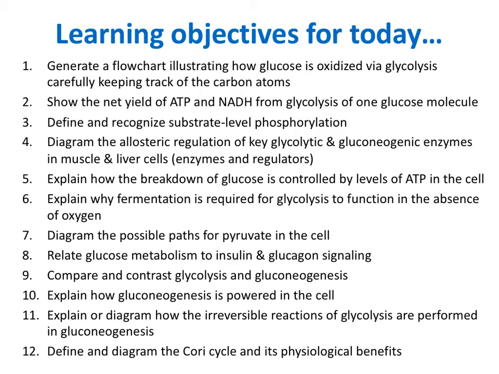Hi team, today we're going to be talking about gluconeogenesis. So that's going to focus on these bottom 4 or 5 learning objectives relating glucose metabolism to insulin and glucagon signaling, comparing and contrasting glycolysis and gluconeogenesis. We're going to explain how gluconeogenesis is powered in the cell and how gluconeogenesis gets around these irreversible glycolysis reactions. And we're going to also mention briefly the Cori cycle and what it does for the body.